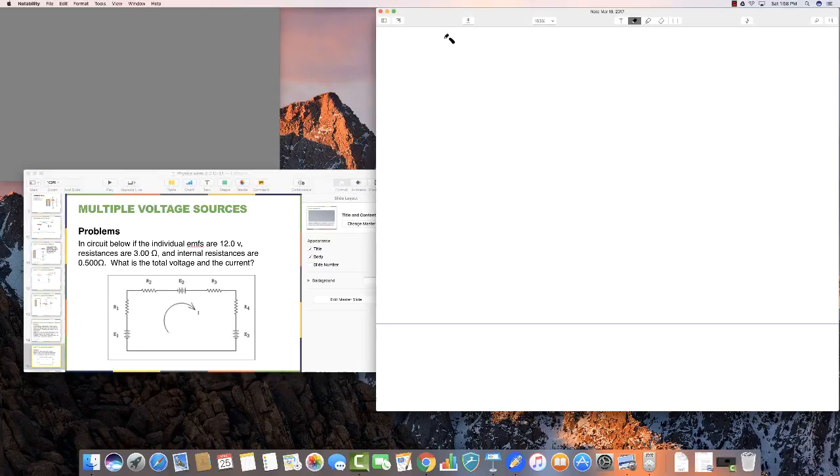So first of all, we know that E is going to be equal to the sum of these three E's. And so that's going to equal 12 plus 12 plus 12, or 36 volts. So that's the EMF. We also know that all these resistances are in series, so the equivalent, you could call this equivalent, that's going to equal 3 times 4 is 12, plus 3 times 0.5, or 1.5. So the equivalent resistance here is 13.5 ohms.